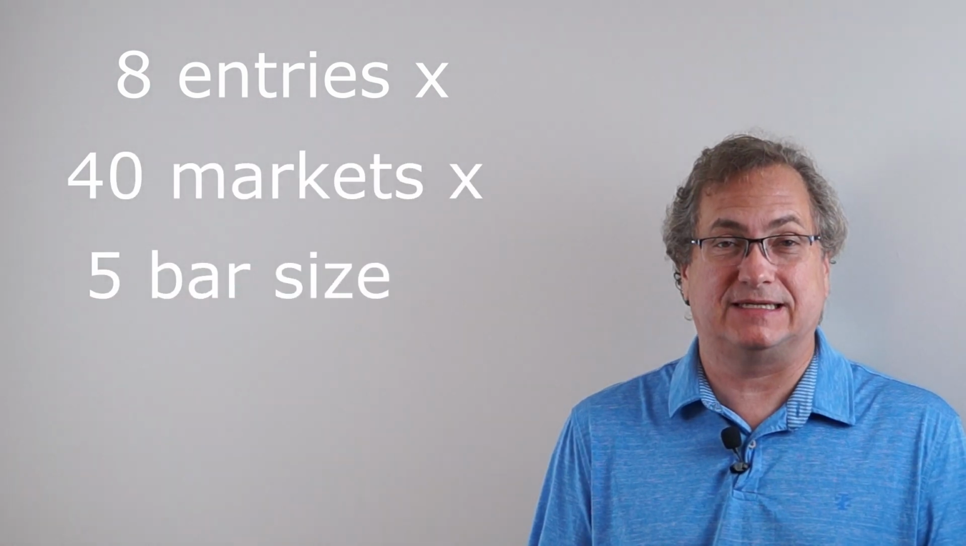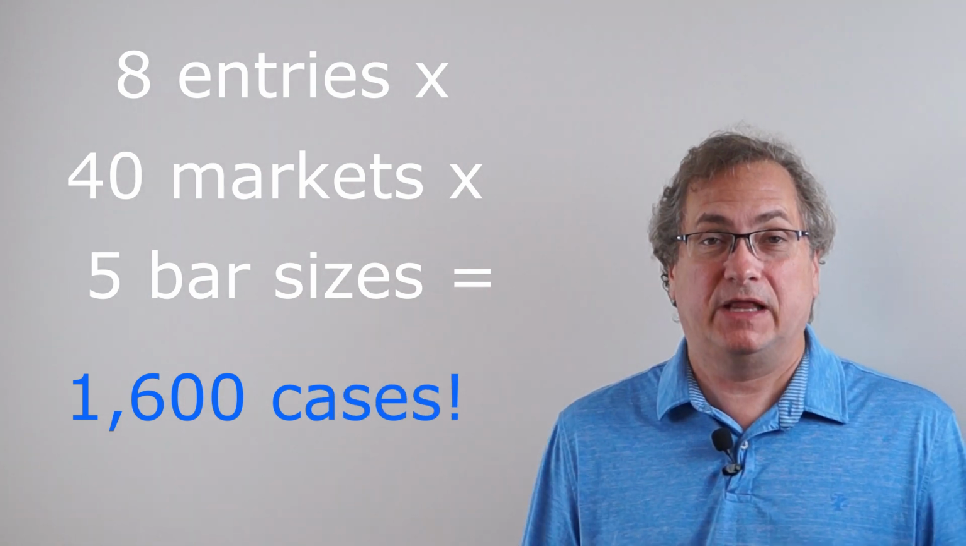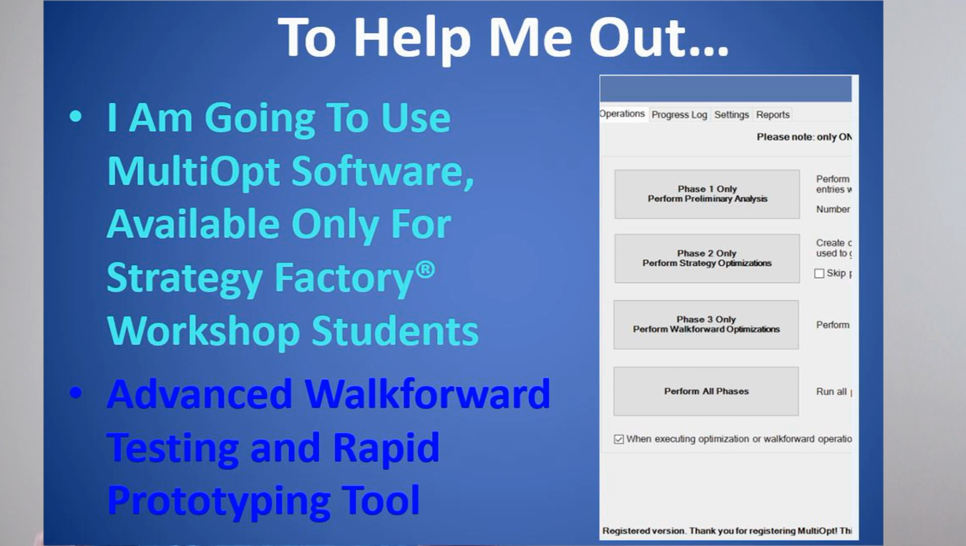Okay, so I'm gonna run 8 entries on 40 different futures markets, 5 different bar sizes. Altogether, there's a ton of runs, and normally it would take a ton of time, but I've got a great tool to help me shortcut it. The tool's called Multiopt, and it's only for students of my workshop. They're the only people who can even buy it. But it helps you do a lot of this testing really quickly.